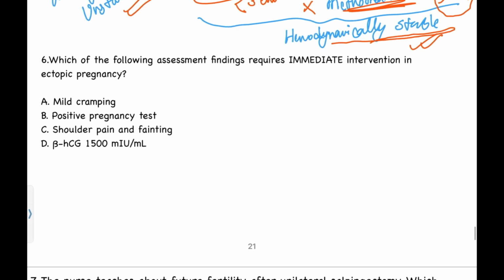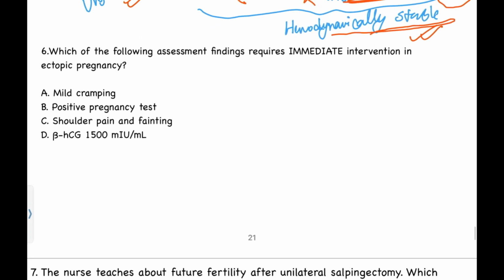Now let's move to the next question. What is our next question? Which of the following assessment findings requires immediate intervention? Immediate intervention means it sounds like an emergency situation. You need to manage these situations immediately. So which assessment finding requires immediate intervention?